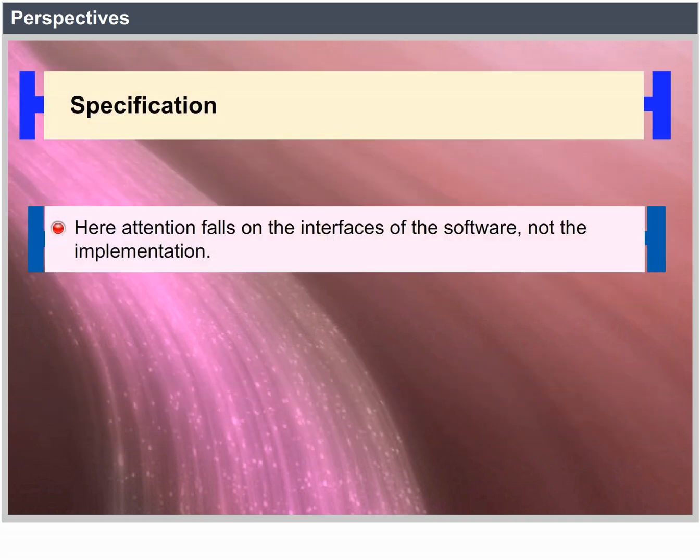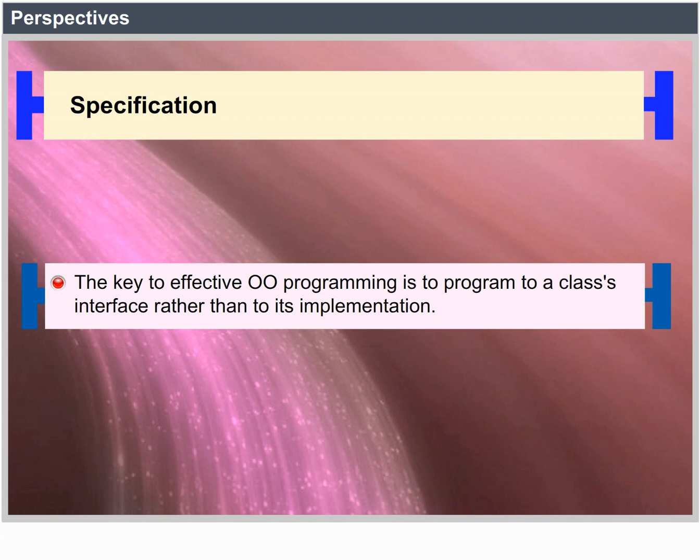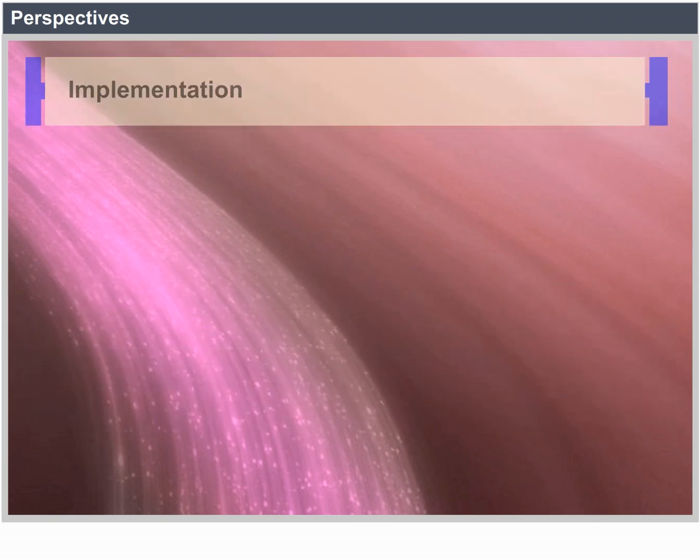Specification. Here attention falls on the interfaces of the software, not the implementation. In spite of the emphasis of object-oriented development greatly on the difference between interface and implementation, the notion of class in an object-oriented language combines both interface and implementation. The key to effective object-oriented programming is to program to a class interface rather than to its implementation.